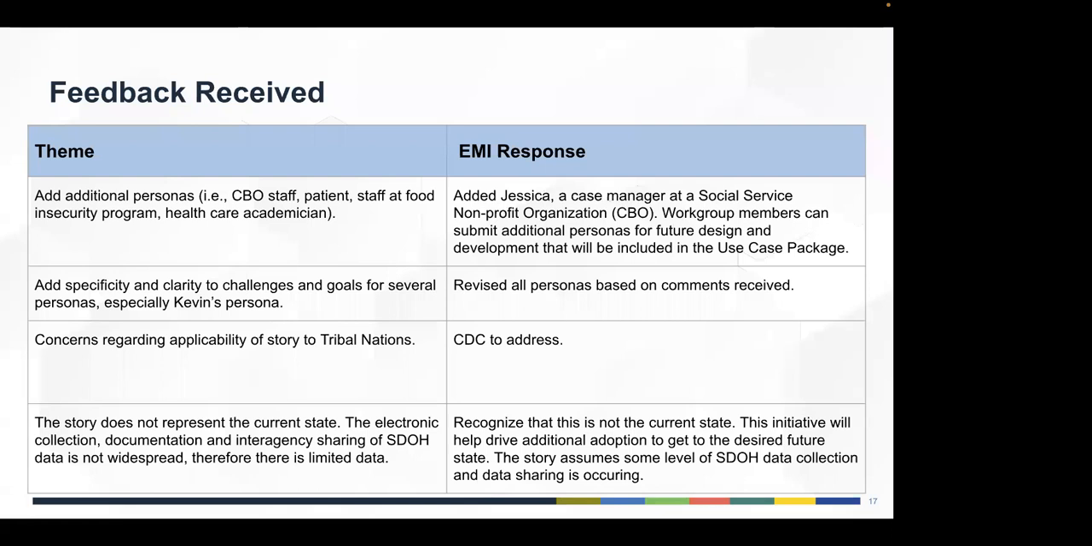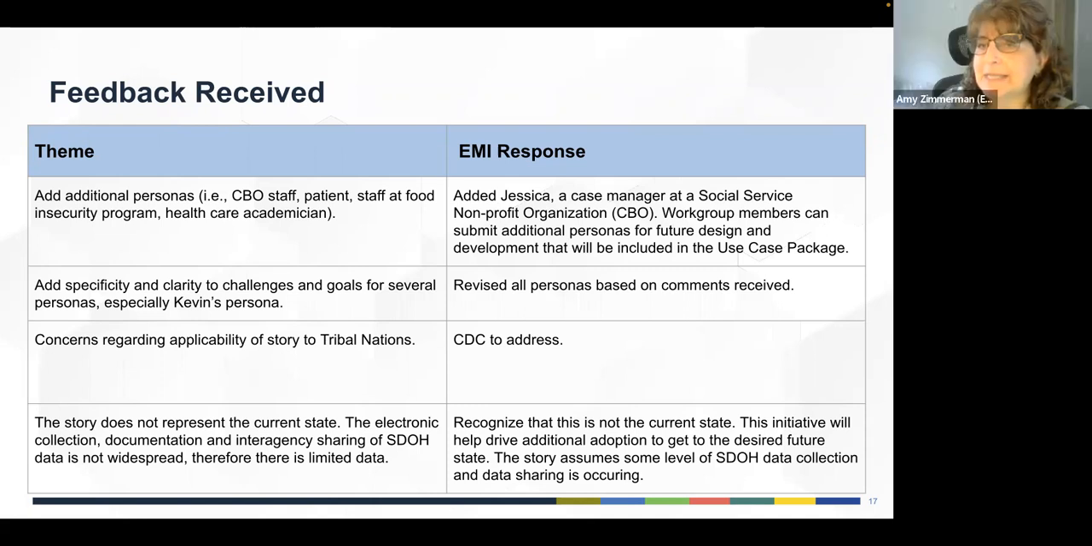No, I saw him on the call. He might have dropped off. If not, I'll hand it over to anyone at CDC who wants to add additional information. If not, back to you, Amy. All right, any other comments on this?